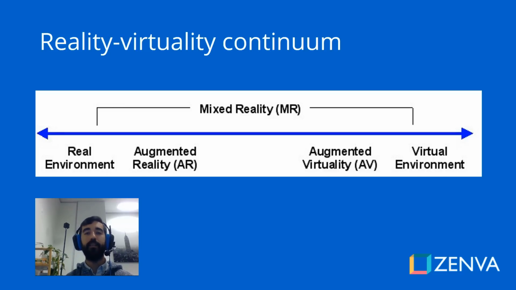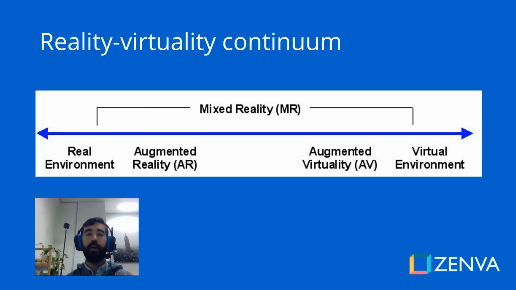So on one end you have reality, the real environment. On the other end you have virtual reality, where everything is imaginary. It is a virtual imaginary world, a computer generated world. So this whole spectrum, what's in between, tends to be called mixed reality.